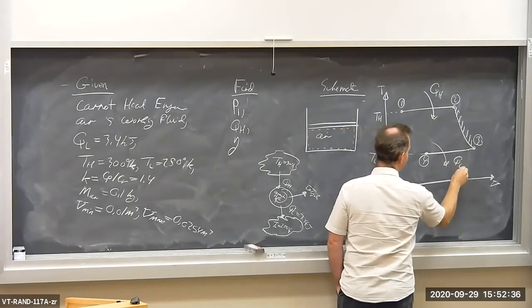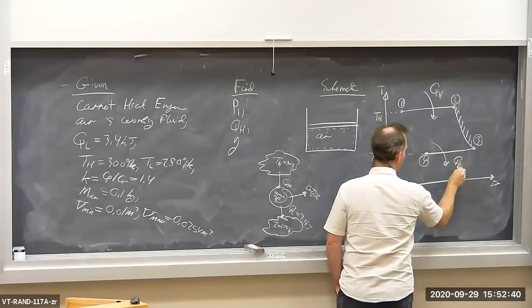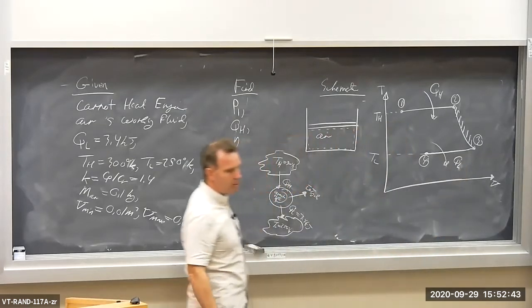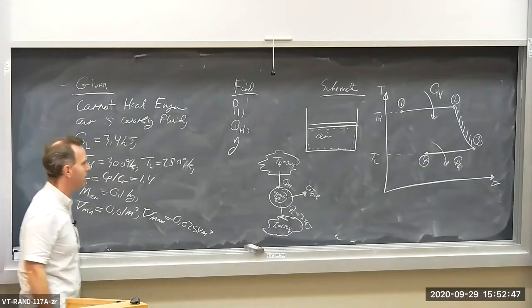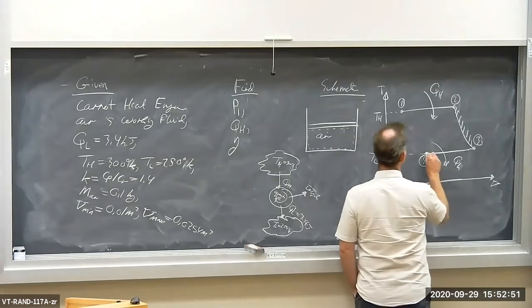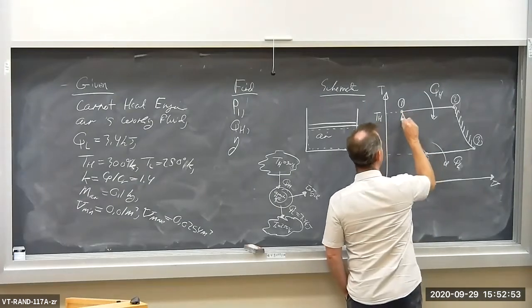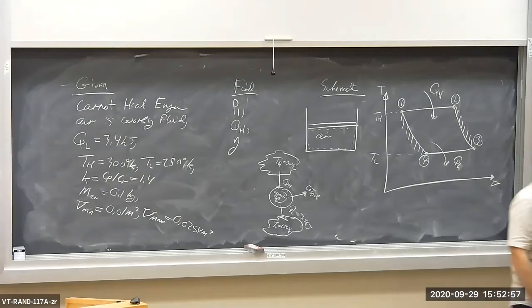So we compress the working fluid. Temperature is held constant. Why? Because heat's being rejected from the air as it gets squeezed down. And then we go back up to state 1 to complete the cycle with an adiabatic compression process. So that's a cycle there.